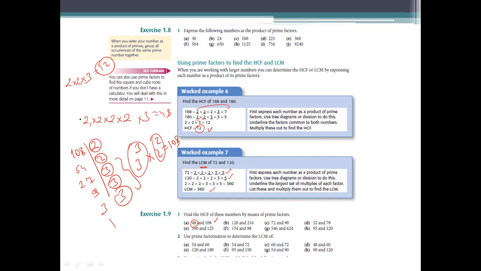Okay, let's check again. How many times do we have 2? 2 times 2 is 4. 4 times 3 is 12. I mean, it's okay. If we have something wrong, you can leave your comment.